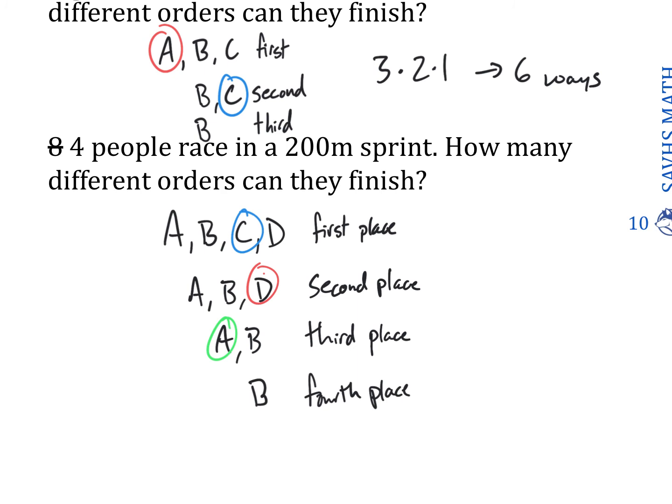Okay, so how many ways do we have to do this? Well, we can have 4 times 3 times 2 times 1 ways. 4 times 3 times 2 times 1 is 24 ways.